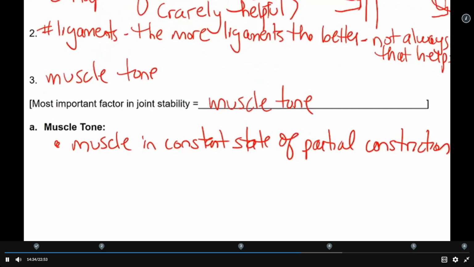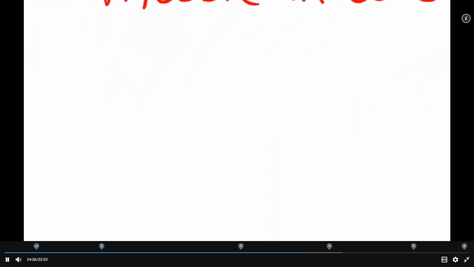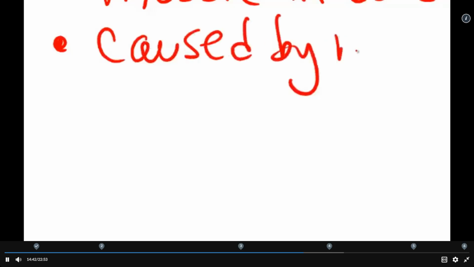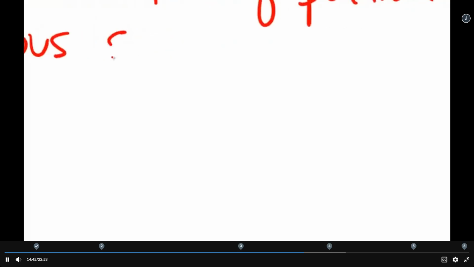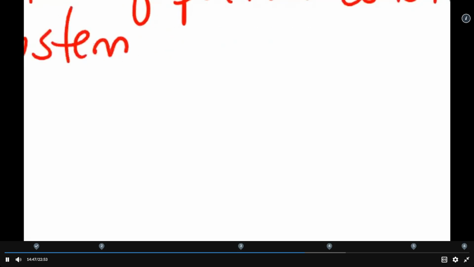This means that they are always partially contracted, and this is caused by the nervous system. So your muscles are always partially contracted. The nervous system is always sending nerve impulses or action potentials to the muscles to cause them to partially contract. Now, this doesn't always result in movement.